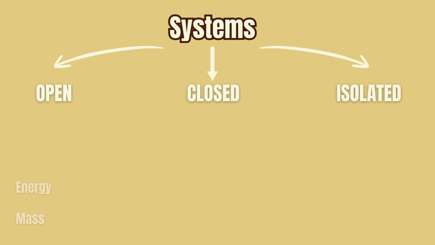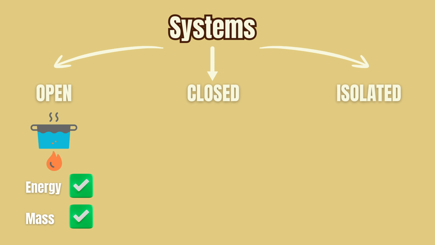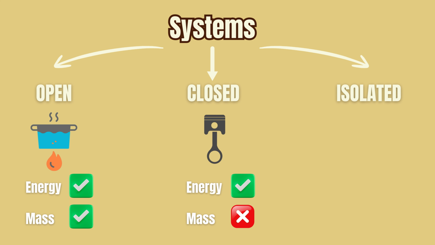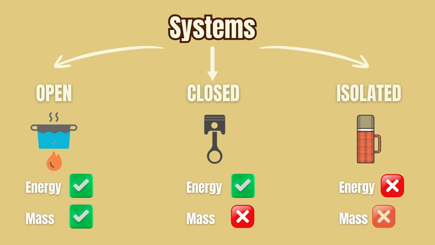Moving forward to types of systems, we have three types: open, closed, and isolated. In an open system, both mass and energy can cross the boundary. Think, a boiling pot with the lid off. Then in a closed system, energy can cross, but mass stays in, like a piston cylinder. And last we have the isolated system: no energy, no mass, no drama.